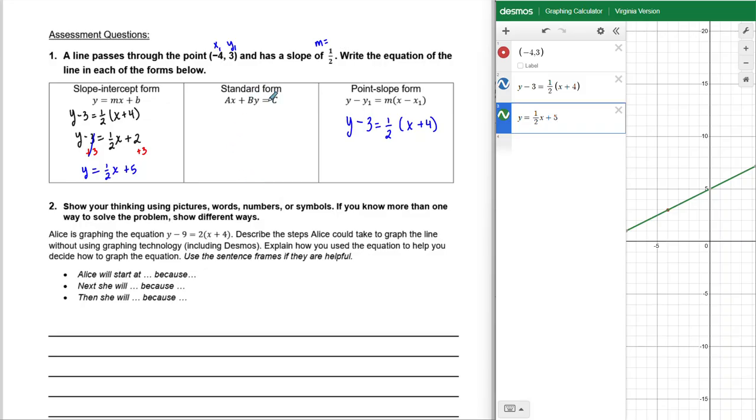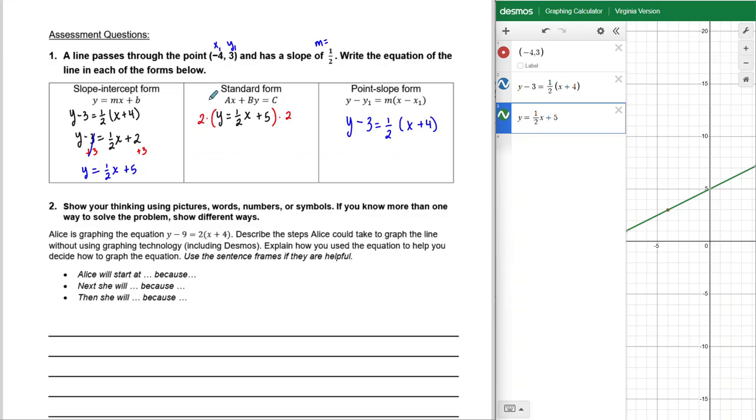And then standard form. So to put it in standard form, we have whole numbers here for a, b, and c, so meaning no fractions. And also x and y terms are on the left side with my constant term on the right side. So let me go ahead and copy this up here now. y equals 1/2 x plus 5. And then I'm going to first clear the fraction. So I'm going to multiply the entire equation, both left side and the right side, by this 2.